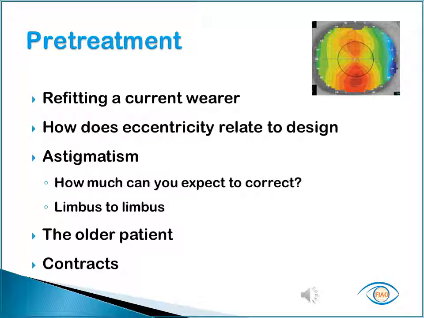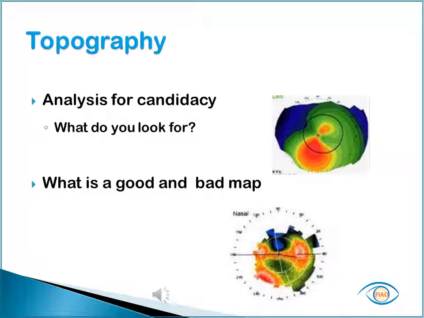And then, of course, astigmatism. Can you recognize the different types of astigmatism and how they might need to be dealt with differently when designing a lens? You've got your older patients. They're sometimes treated a little differently than your younger patients. So know the special challenges that an older patient might provide. And then, of course, there might be a question or two on informed consent contracts. And so have a good sense of what a well-designed contract should look like.